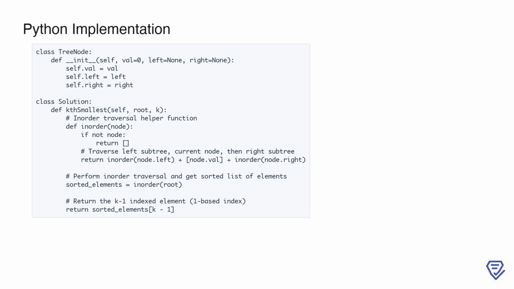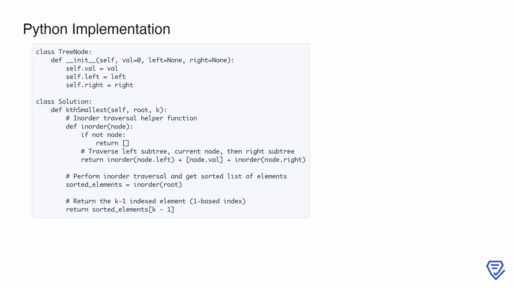The kth_smallest method belongs to the Solution class and takes two inputs, the root of the BST, root, and the integer k. 3. Inorder traversal helper function. The inorder function performs a recursive traversal of the BST. The inorder traversal sequence visits nodes in sorted order for a BST.